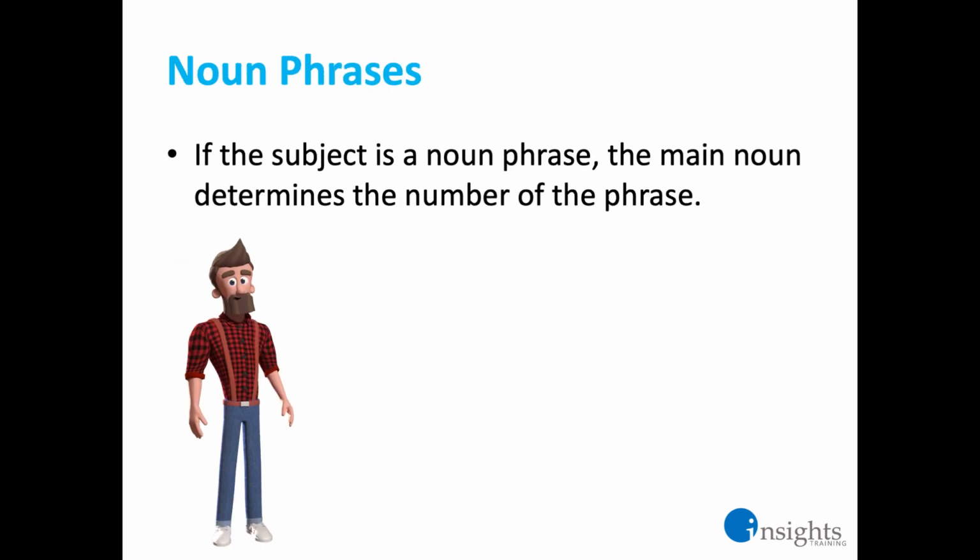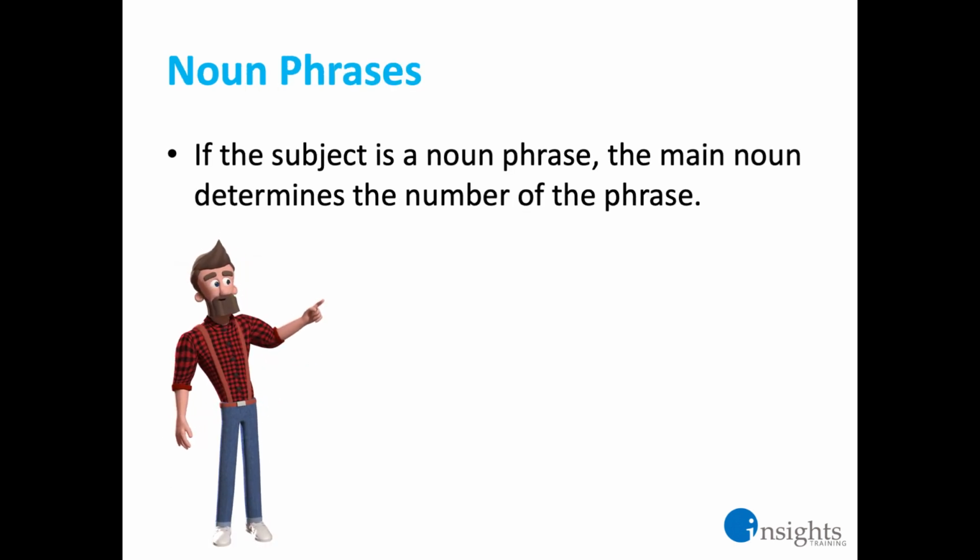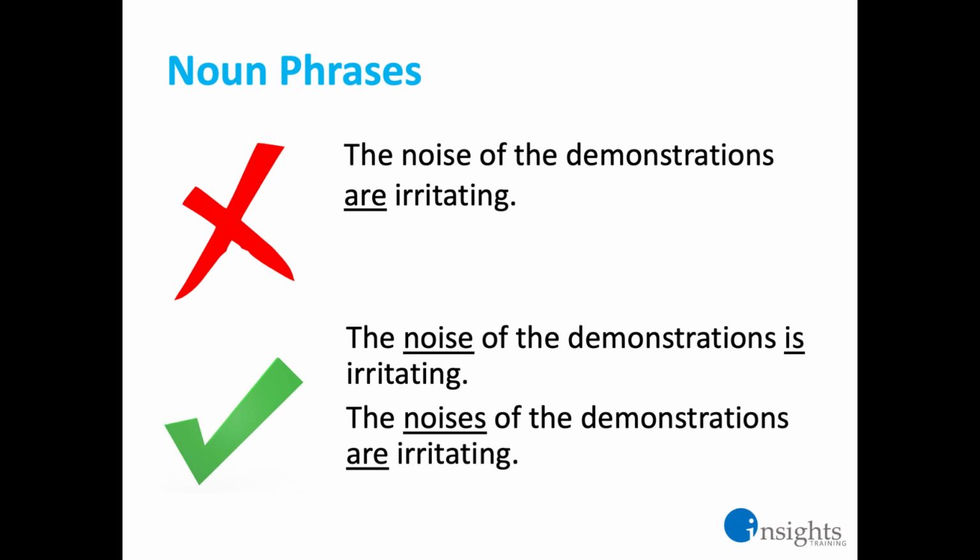Noun phrases. If the subject is a noun phrase, the main noun determines the number of the phrase. For example, the sentence, "The noise of the demonstrations are irritating," is wrong. Either of these two is correct. The noise of the demonstrations is irritating. The noises of the demonstrations are irritating.